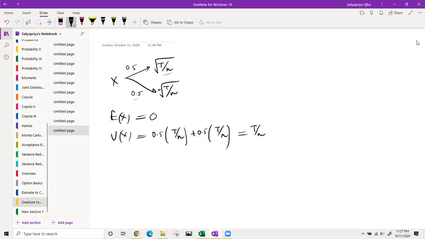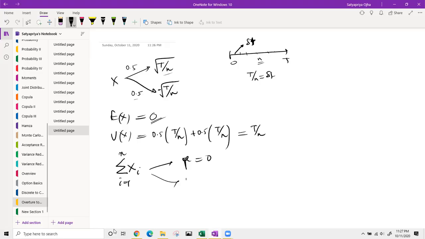All right, and assume I have broken down this entire interval into n steps, obviously. So t by n is delta t, the small time interval in each step. What happens when I do a sum of steps? This will have a mean of 0 because you're just adding a bunch of 0s. But the variance would be how much? n times t by n.